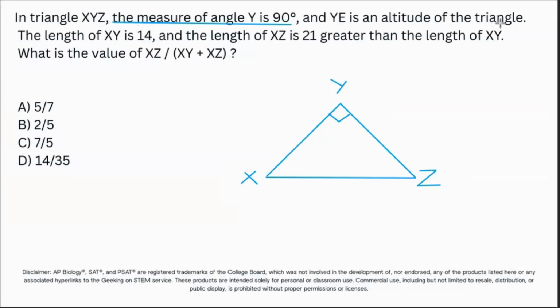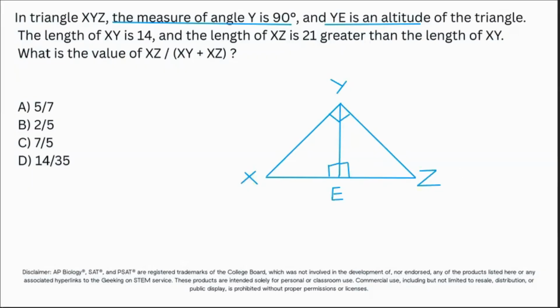So they're letting you know that YE is the altitude, which cuts that in half, and the end is E. So when they say YE is the altitude, they're telling you that they bisected or split the right angle into two smaller angles, and each of these smaller triangles has 90 degrees. So angle E on both triangle XYE and YEZ has 90 degrees affiliated with it.